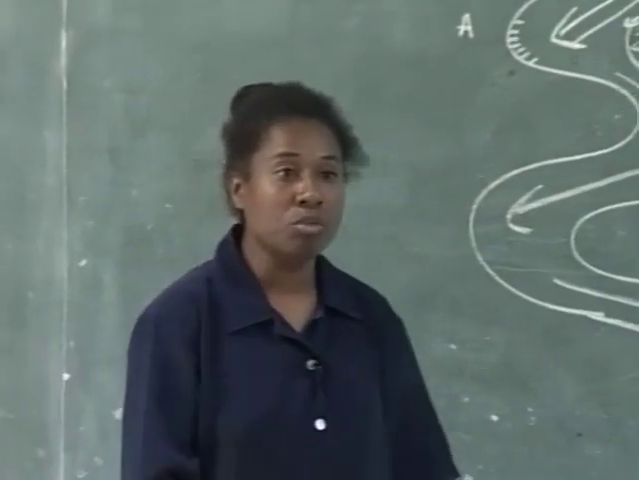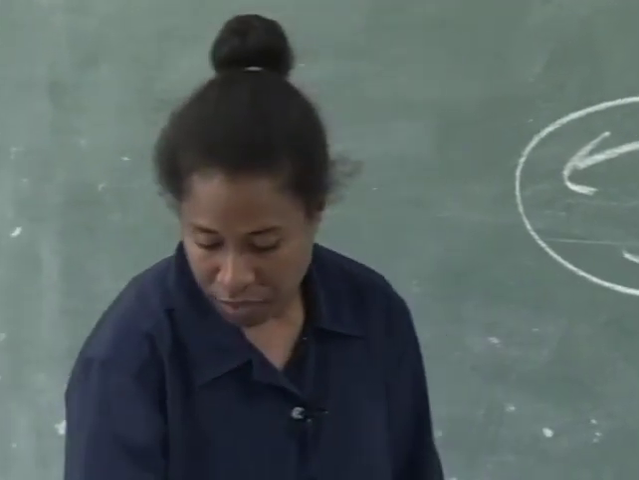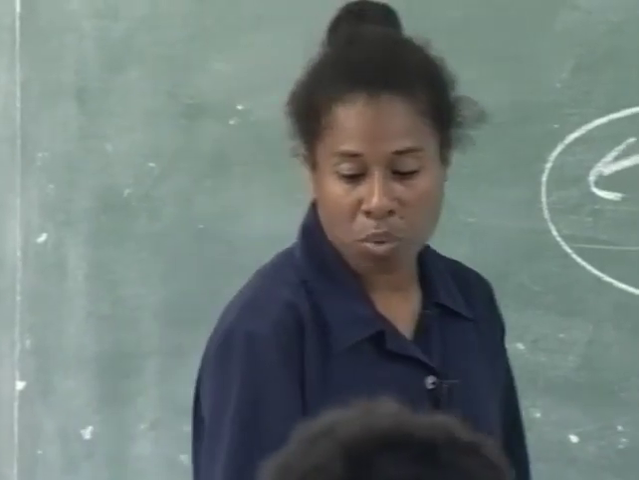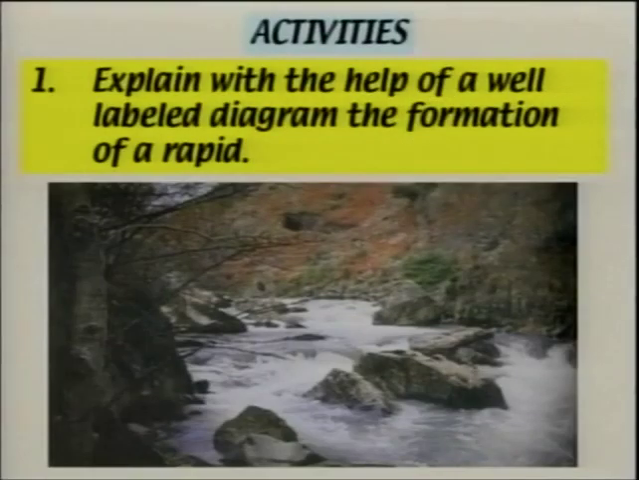Okay, now we'll go to doing some activities. And there are 3 activities that I will assign you to work on. The first one, you'll have to double check now that you've understood how rapids are formed. You are asked for activity number 1 to explain with the help of a well-labeled diagram the formation of rapids. And there are 2 ways that we have looked at on how rapids are formed.